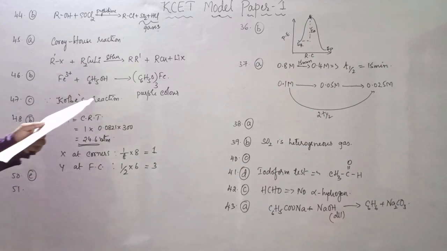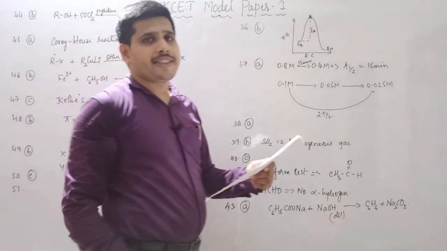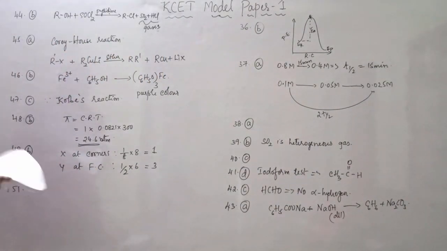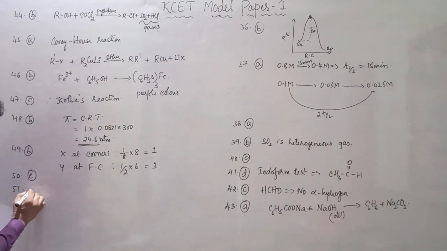51st one. The metal present in insulin, we already came across this in another question. So it is zinc, which is the metal present in insulin.